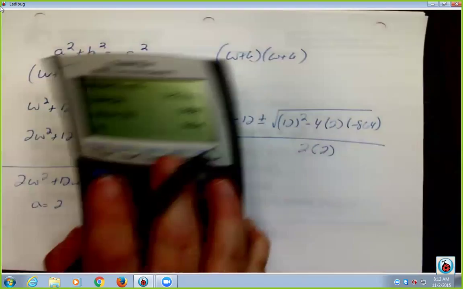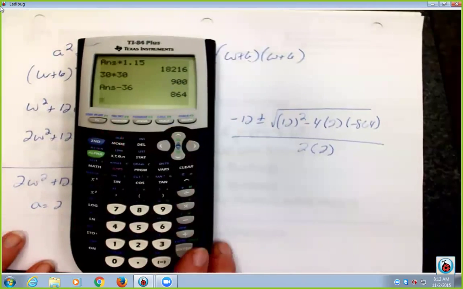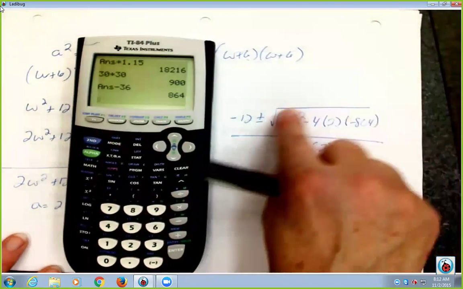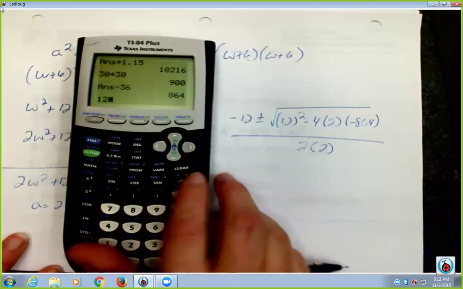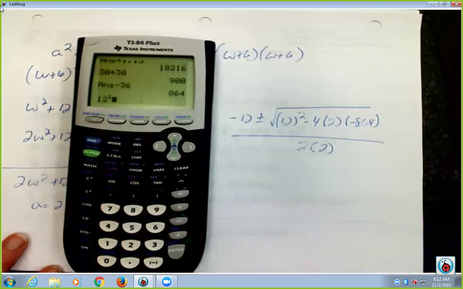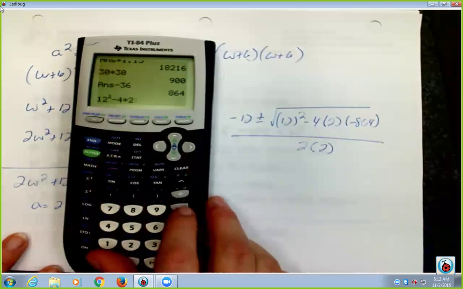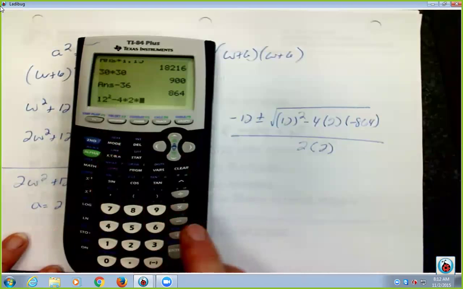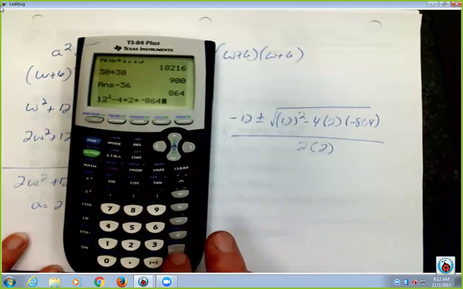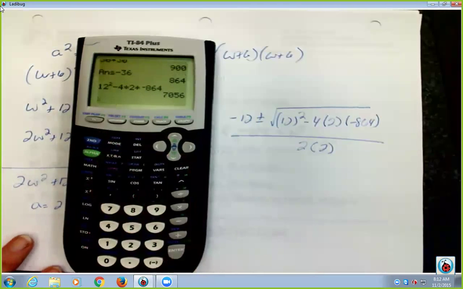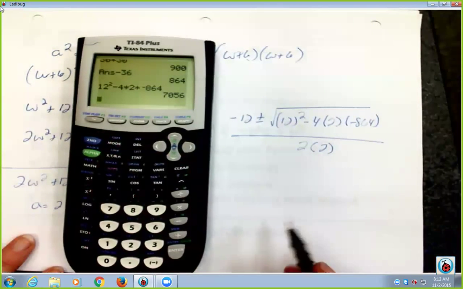So if I grab my calculator and work this piece underneath, or the discriminant, out, I'm going to have 12 squared minus 4 times 2 times a negative 864. And underneath my radical, I get that answer.